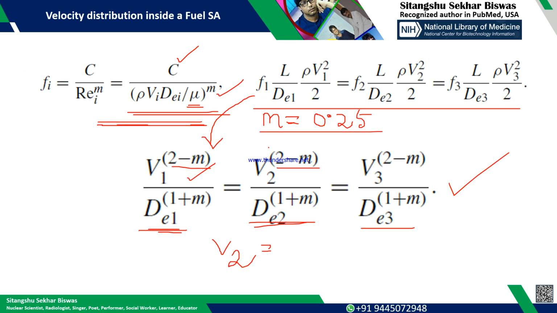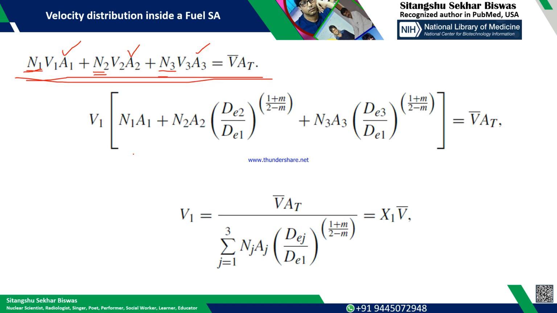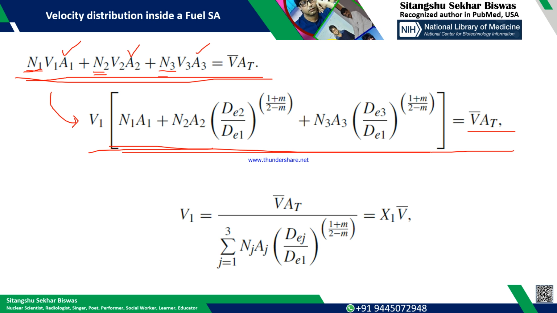Now, from the previous slide, we obtained the V2 and V3 values in terms of V1, correct? So if you substitute that in this equation, this equation will turn into this. Now everything is in terms of V1, then your V1 is equal to this divided by the total of this term, okay. Now if you write it in short form, it will be like this. So this way you can calculate the V2 and V3 also.